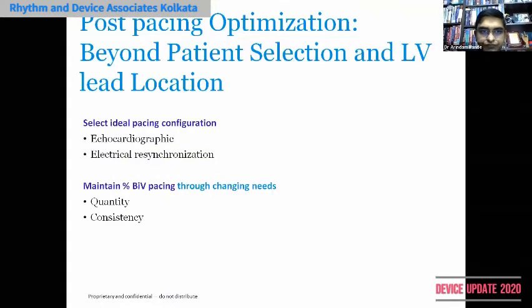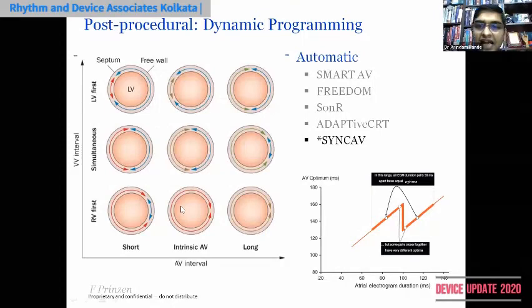Now, post-pacing optimization: beyond patient selection and LV lead selection, we need to select the ideal pacing configuration. I already discussed echo and electrical dyssynchrony, but it is the ECG which is your best guide. So we should be guided by the ECG and maintain optimal biventricular pacing through changes, either quantitative or consistency changes. Now, as Dr. Shomu was mentioning, most of the companies have come up with different algorithms which are very modern.